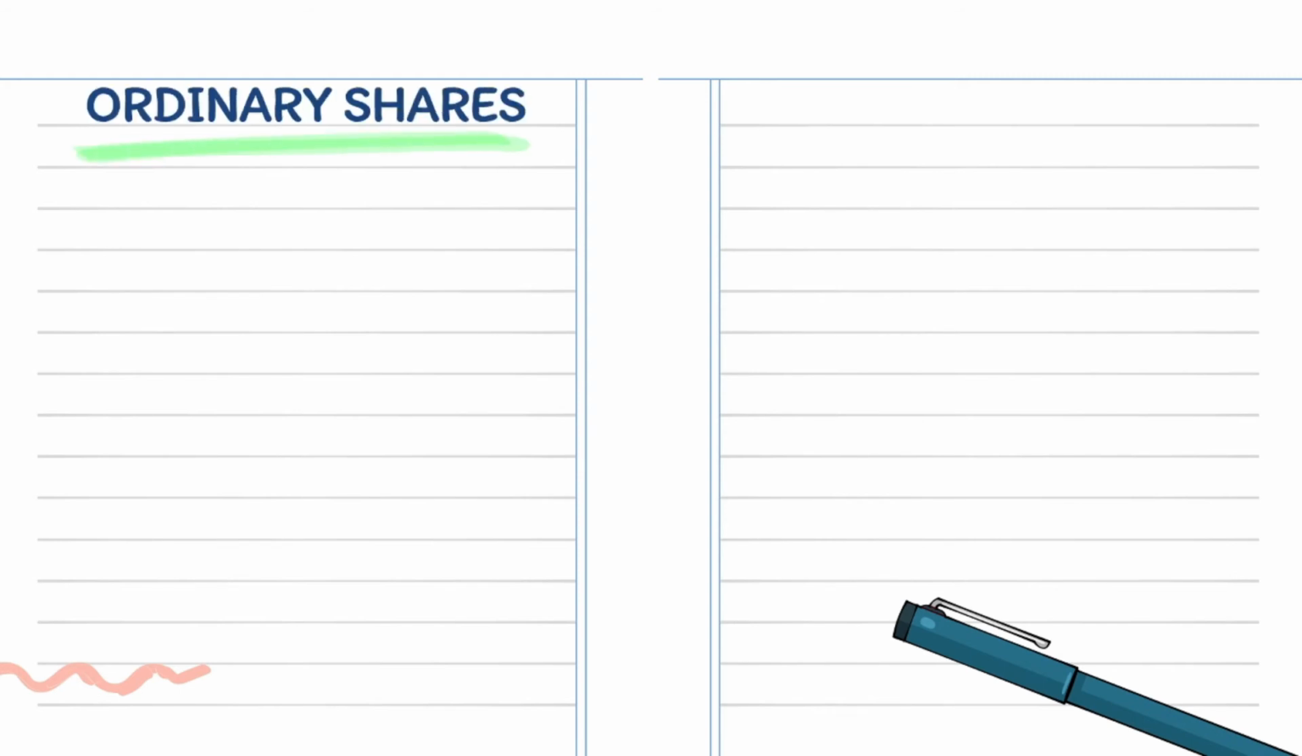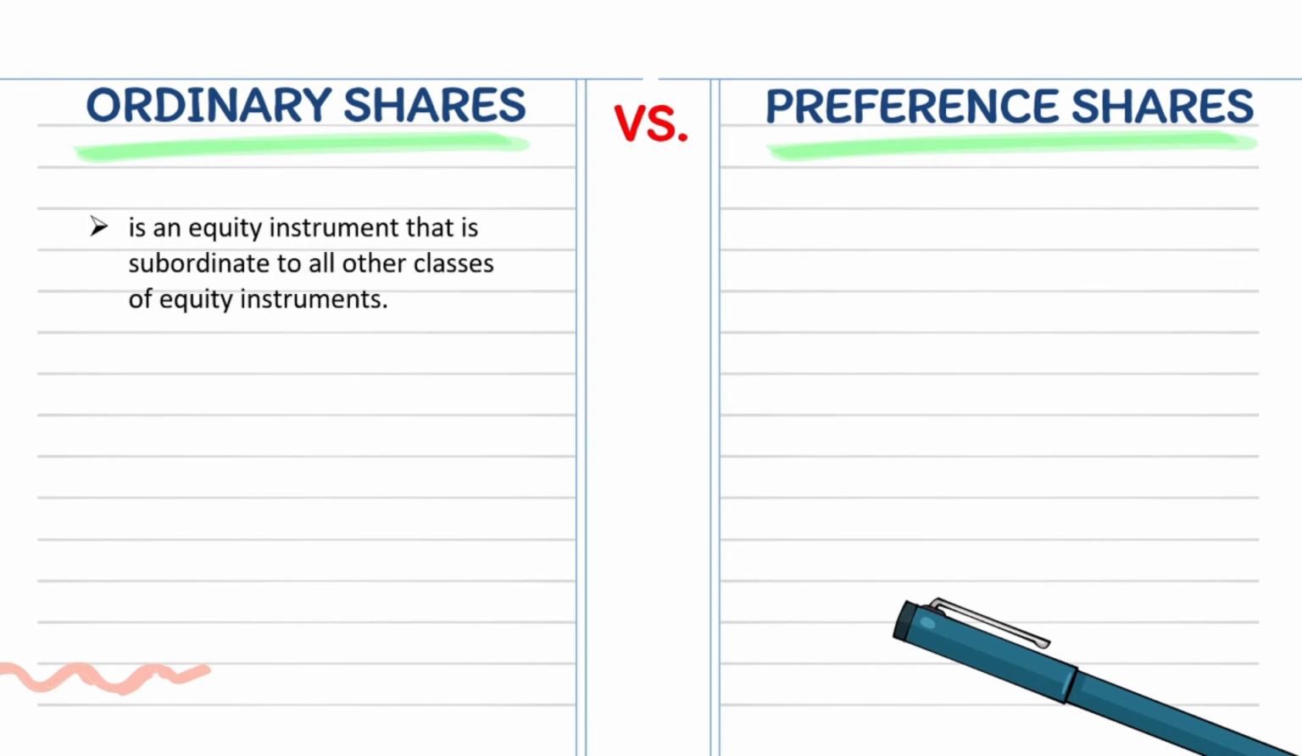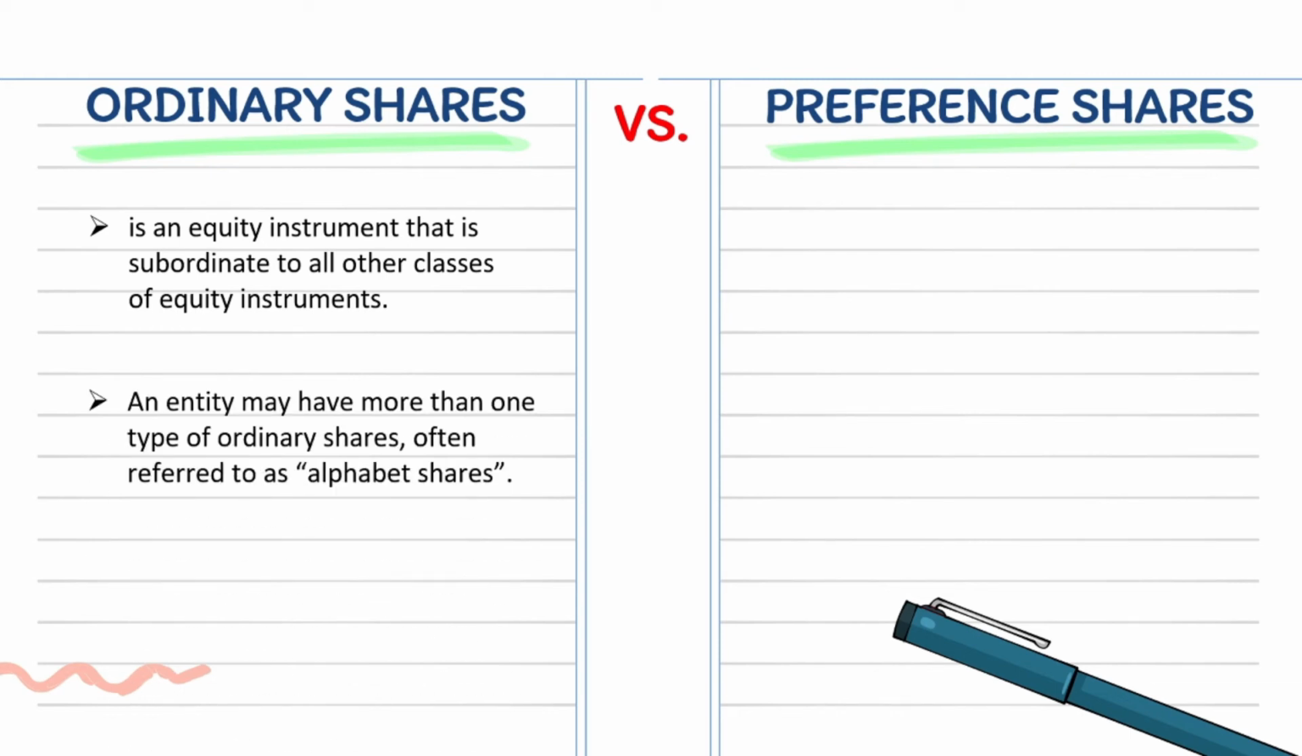So before we move on to the two types of EPS, let's first compare the difference between ordinary shares and preference shares. An ordinary share is an equity instrument that is subordinate to all other classes of equity instruments. Meaning to say, when it comes to distribution of profits or dividends in a corporation, the first to be given are the preference shares, and what is left goes to ordinary shares. Ordinary shares have voting rights, and an entity can have more than one type of ordinary shares, often referred to as alphabet shares.